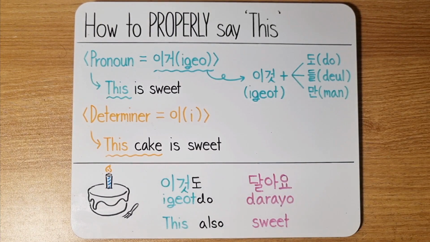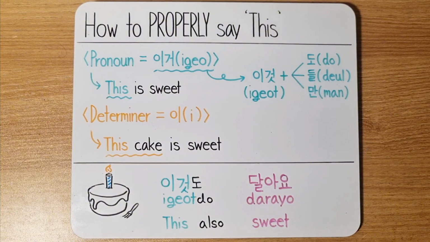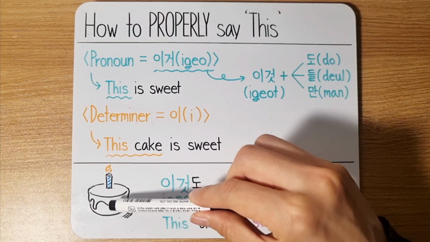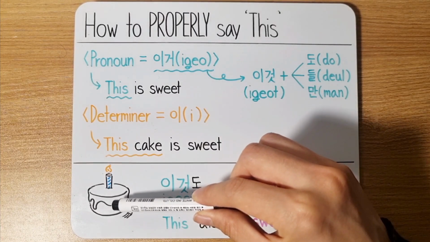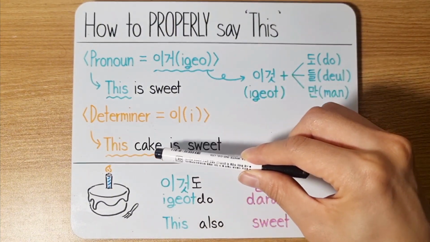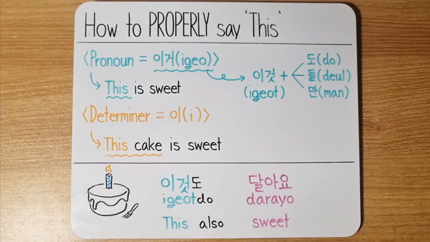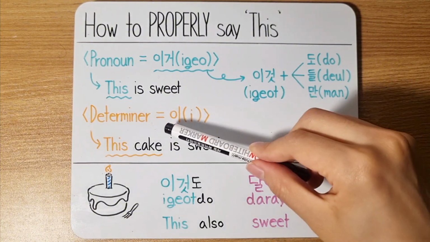Okay, now let's move on to when you are using it as a determiner. If you are using this not alone, but by placing it in front of the noun that you want this to modify, then it means that you are using it as a determiner. So for example, if I say this cake is sweet, I am no longer using this alone. I am using this by placing it in front of the noun that I want this to modify. So in that case, I am using it as a determiner, and in that case, this will look like 이.